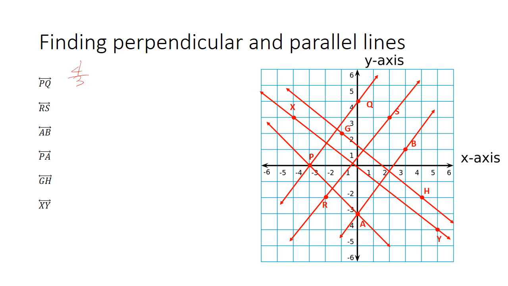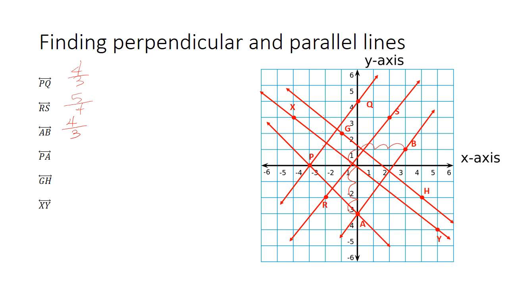Let's look at RS. I would rise 1, 2, 3, 4, 5. And I would run 1, 2, 3, 4. So 5/4. Let's go from A to B. So I would rise 1, 2, 3, 4. And I would run 1, 2, 3.